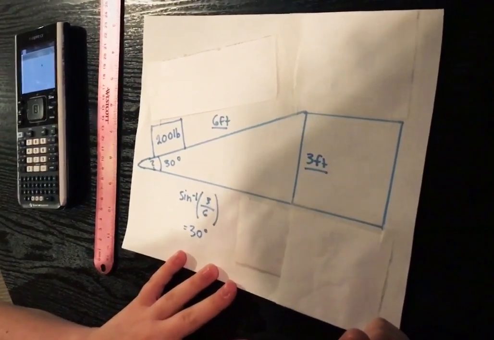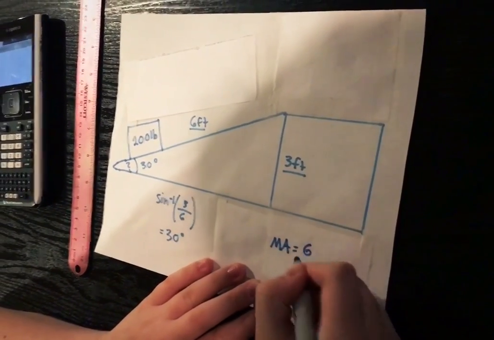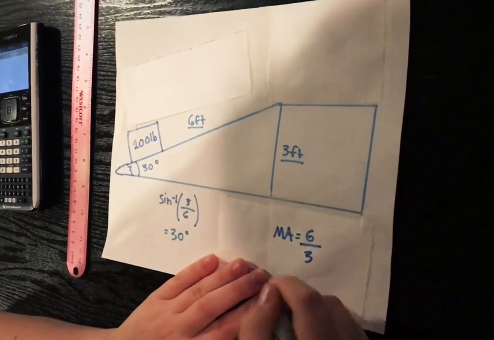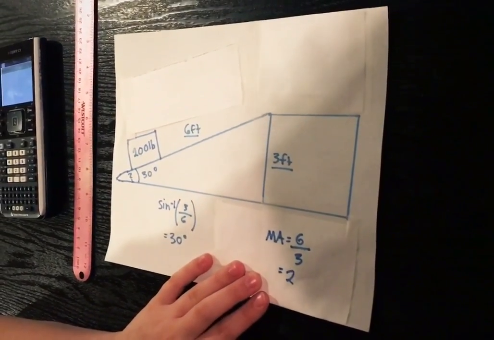Now, we're going to find the mechanical advantage. To do this, you set MA equal to the length of the inclined plane over the height. This equals 2. There are no units for mechanical advantage.